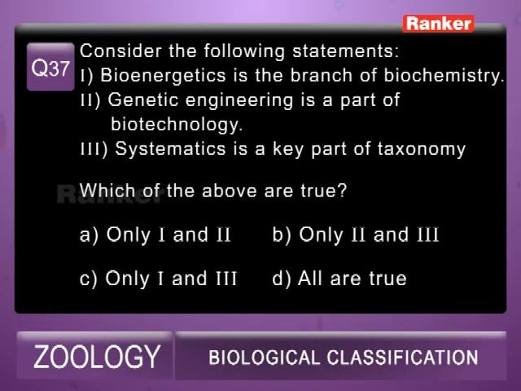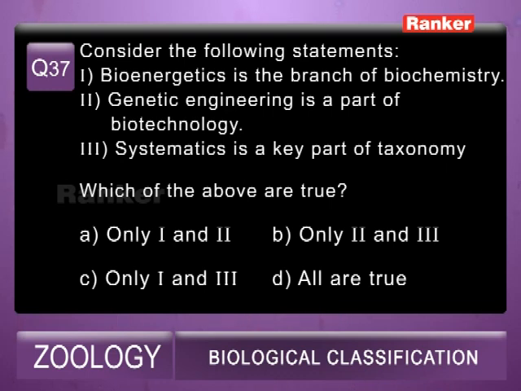37th question here now. Consider the following statements. A, bioenergetics is a branch of biochemistry. B, genetic engineering is a part of biotechnology. C, systematics is a key part of taxonomy. Which of the above are true? Now here you have A, only 1 and 2 are correct. B, only 2 and 3 are correct. C, only 1 and 3 are correct.